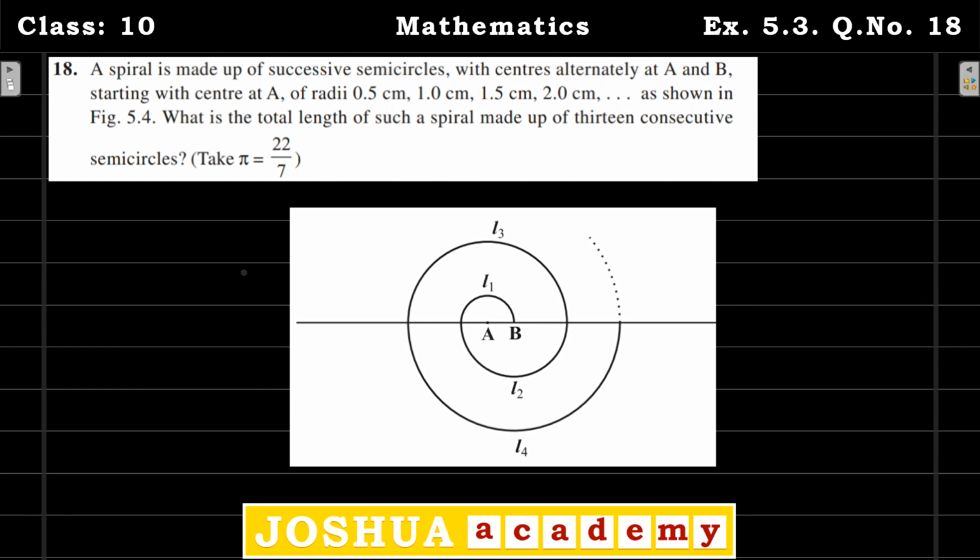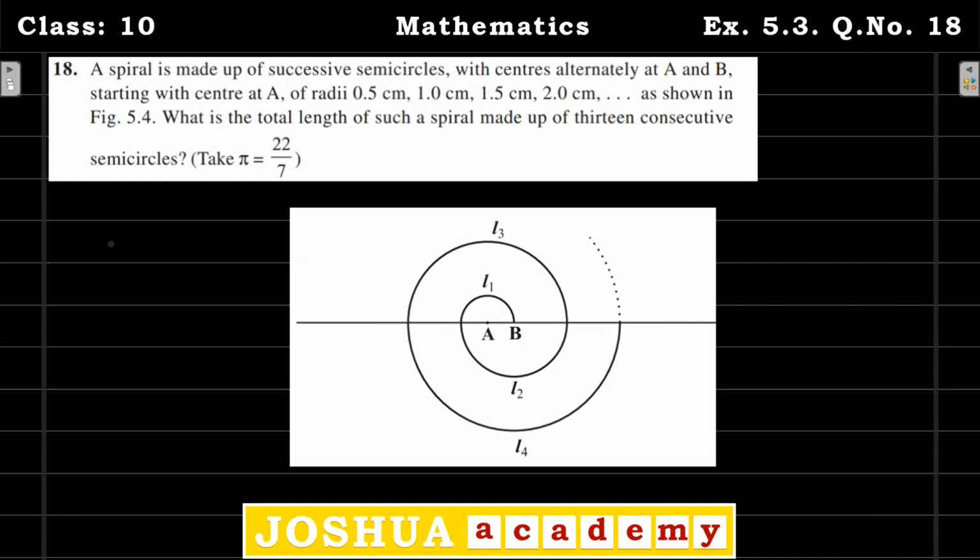Question number 18. A spiral is made up of successive semicircles with centers alternately at A and B, starting in the center at A with radii 0.5 cm, 1 cm, 1.5 cm, 2 cm, as shown in figure 5.4. What is the total length of such a spiral made up of 13 consecutive semicircles?